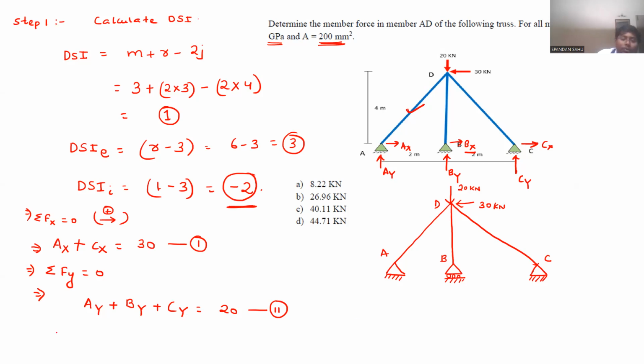Now what you can do, you can take summation of moment about point C equal to 0. Let us do. Now tell me what will be the equation? AY, what will be the lever arm? AY into 4, plus BY into 2, minus 20 into 2. I am writing clockwise to be positive. Every clockwise moment is taken as positive. Plus 30 or minus 30? Minus 30 into 4. Counterclockwise.